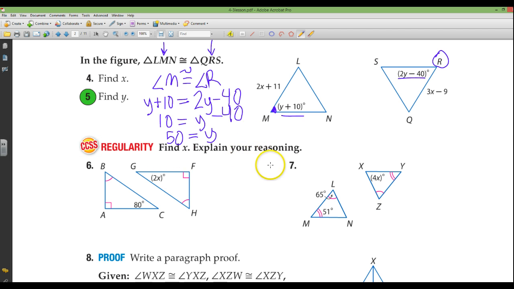For number 7, find X, explain your reasoning. So in our triangle here, we have an expression 4X for angle X. So angle X of this triangle would be congruent to angle N of this triangle because that's the unmarked angle in both of those. So first we would have to use the angle sum theorem to find the measure of angle N, so we have something to set 4X equal to. So the three angles of any triangle must add up to 180, so 65 plus 51 would be 116.